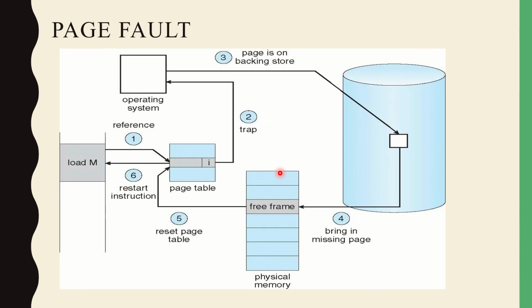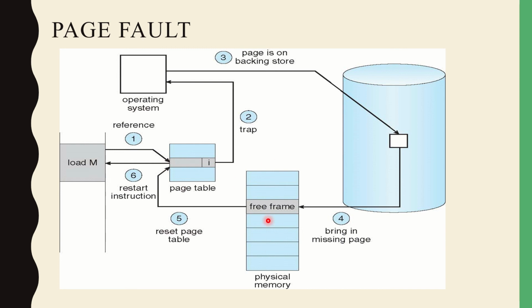So how is a page fault rectified? By using these steps. Suppose you have an instruction M. When that instruction is to be loaded, the first step is to check inside the page table. While looking at the page table, you can see that the page table frame is empty. That means it is invalid, marked I, meaning that particular instruction M is not there in the main memory.